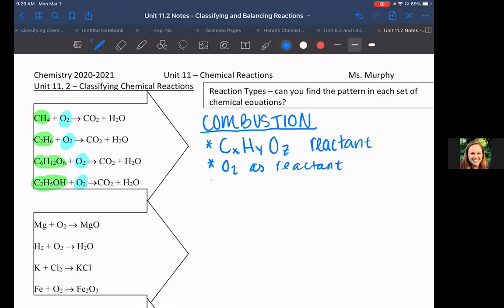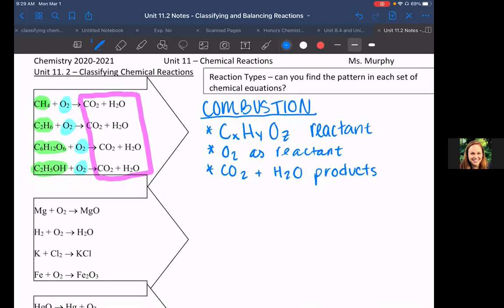And the other nice thing, which is consistent throughout, is that you're going to get the same products for every reaction. You're going to have carbon dioxide and water. So we'll note that we have CO2 plus H2O products. So for combustion, you have to have O2 as a reactant, and these are going to be your products.